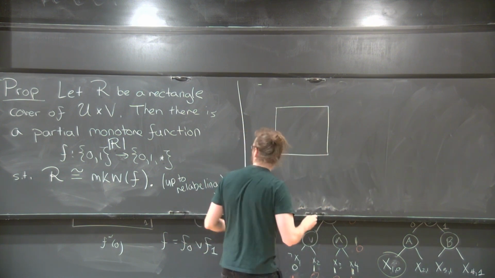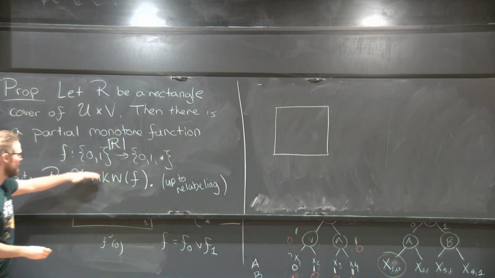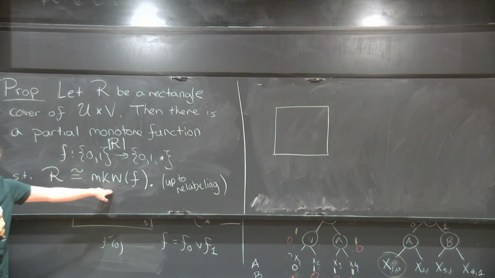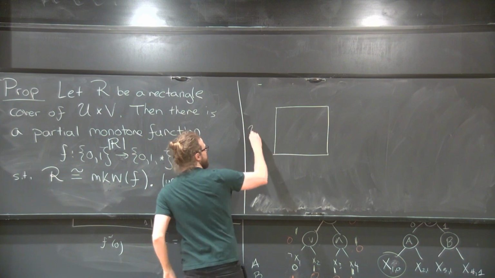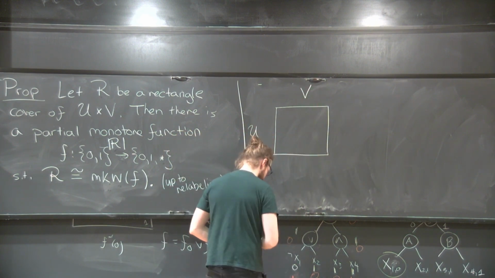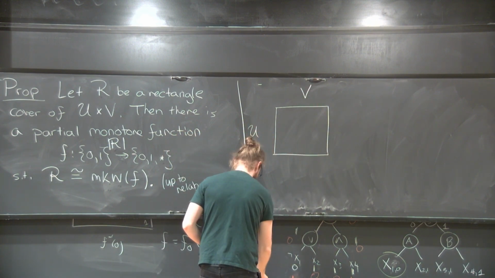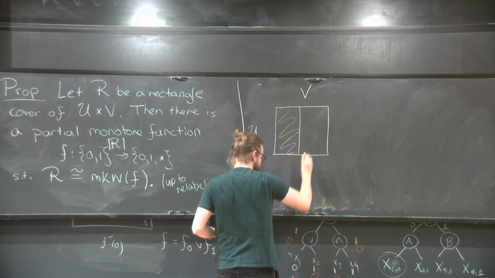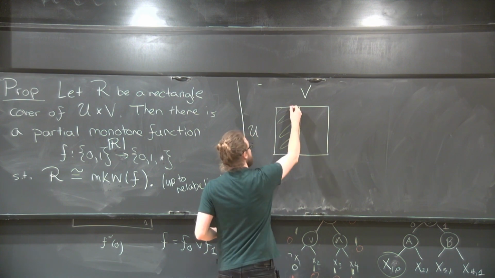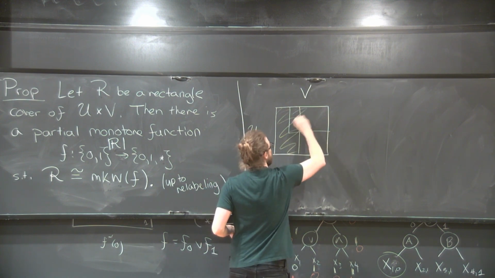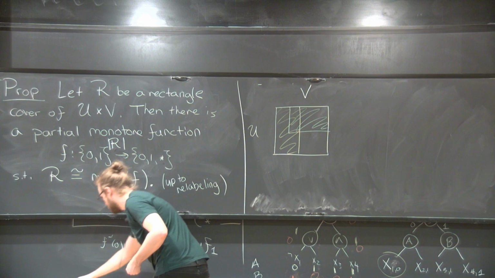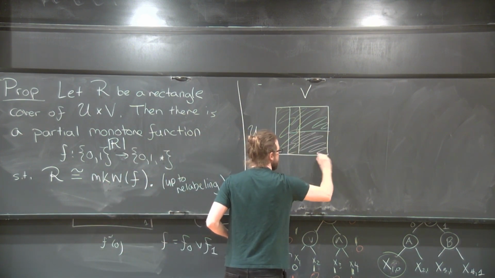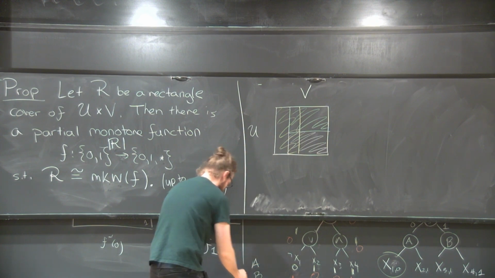Well, first of all, going this way is easy. Every monotone Karchmer-Wigderson game is a rectangle cover, so the interesting direction is the other way. So how does this work? Let's just do a really simple case. Maybe this is 1 rectangle, and then you get 2 rectangles, and 3 rectangles. OK, so this guy has 3 rectangles.